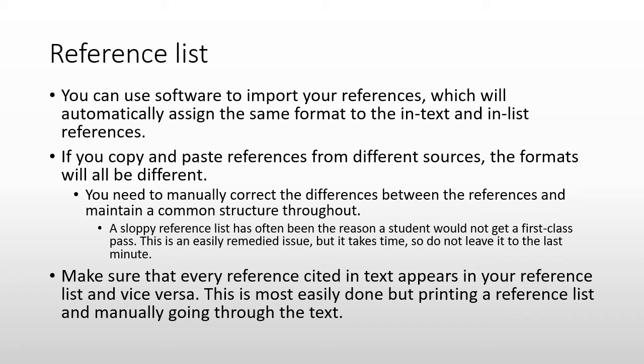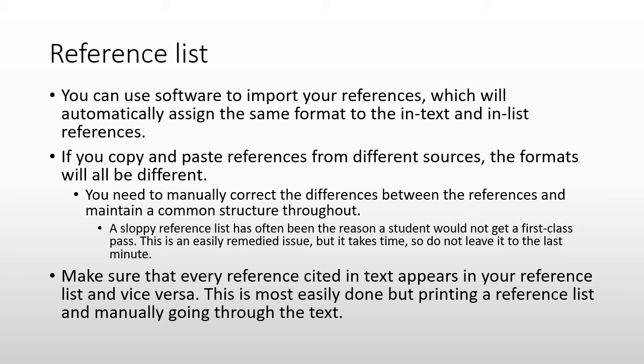A sloppy reference list has been the reason why a student didn't get a first-class pass, and this has happened multiple times in the past. It's an issue that is easily remedied, but it takes a lot of time. So don't leave your reference list collation to the last minute. Make sure that you do it well ahead of time, because it may take you a day or more to make sure that your reference list is correct.